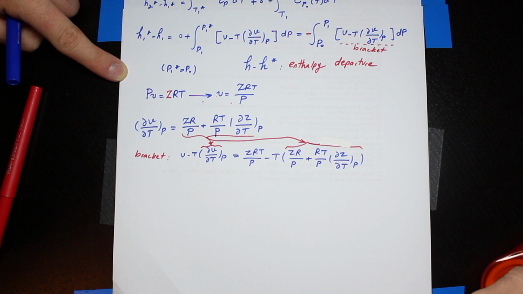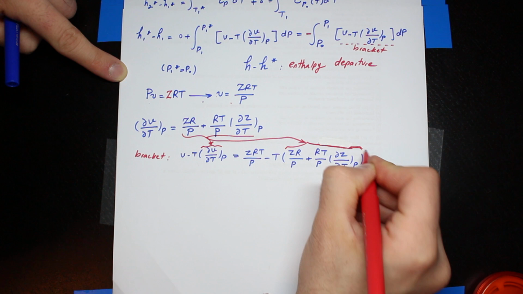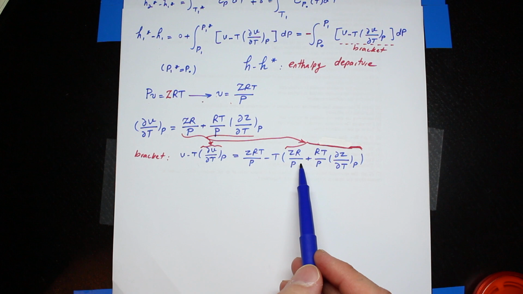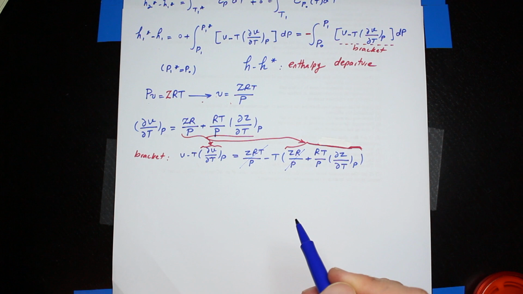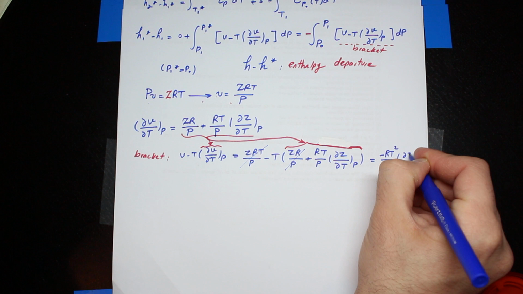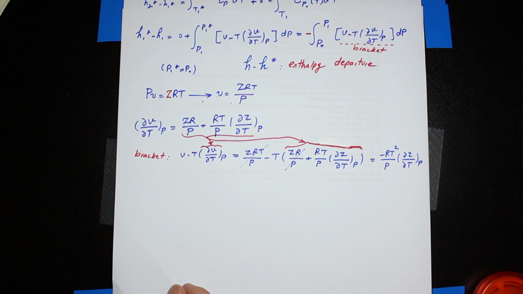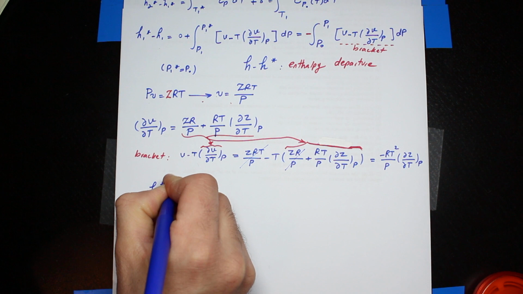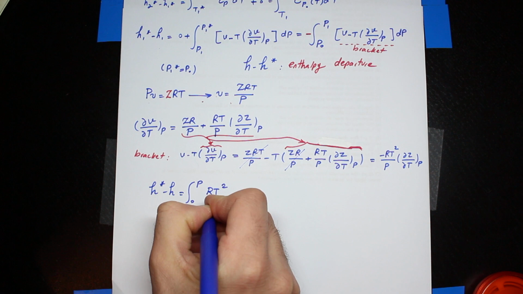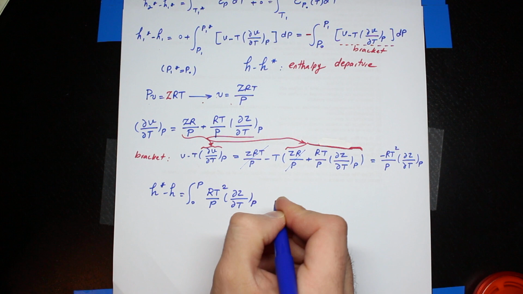All right, so now I can simplify this. In fact, you know what? I can simplify this ZRT with this ZRT over pressure, and that gives me the entire thing is equal to negative R temperature squared over pressure partial Z partial T at a constant pressure. Okay, now I can rewrite H star minus H based on 0 to P, R T squared over pressure partial Z partial T at a constant pressure dP.